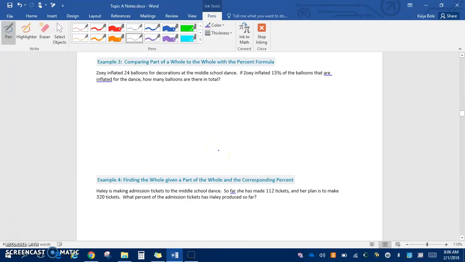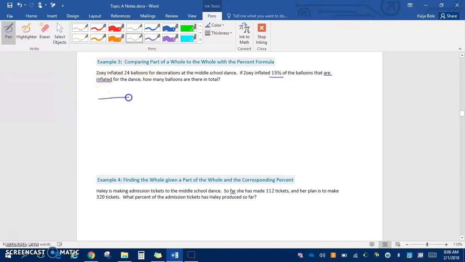So example 3 says, comparing part of a whole to the whole with the percent formula. Zoe inflated 24 balloons for decorations at the middle school dance. If Zoe inflated 15% of the balloons that are inflated for the dance, how many balloons are there in total?